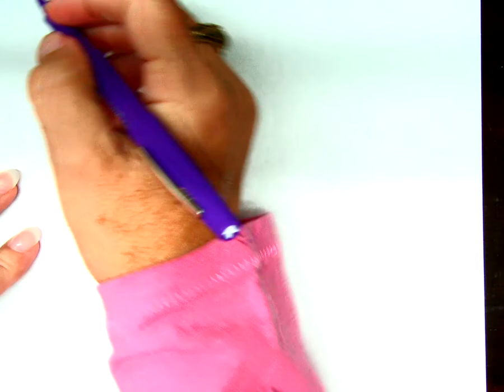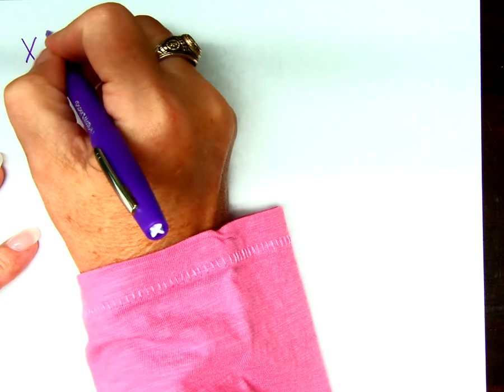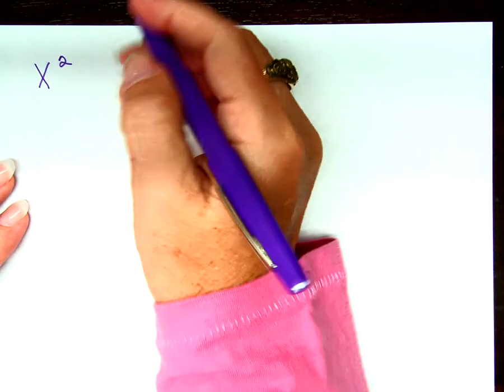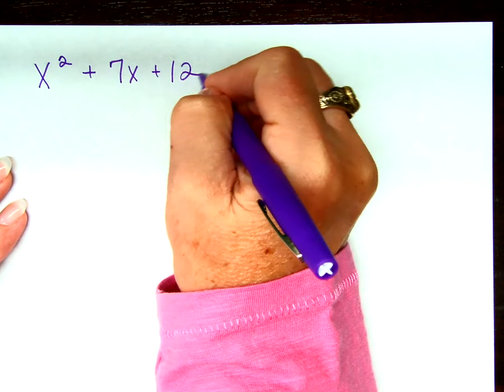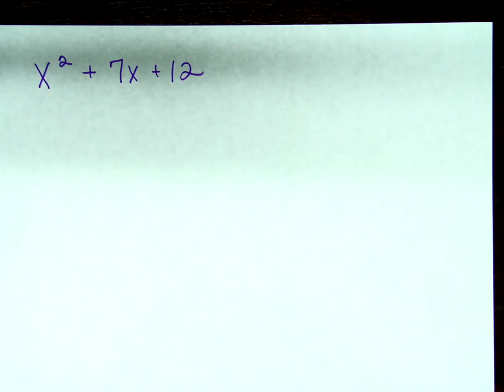Someone please tell me what kind of polynomial this is? How do you know it's a trinomial? There are three terms, right? Trinomial. Yes? Okay. So yesterday when we factored, what did we mostly deal with?